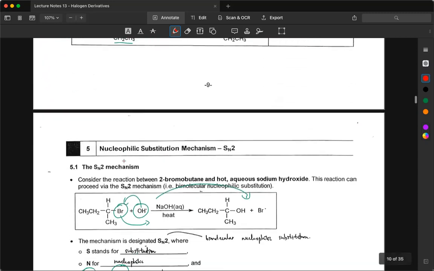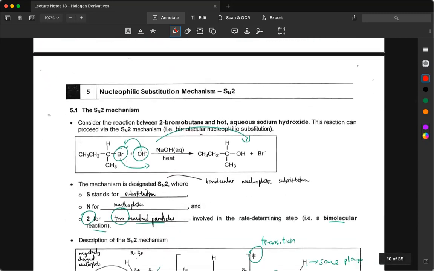So what is the difference between them? Starting with SN2, consider the reaction between 2-bromobutane.